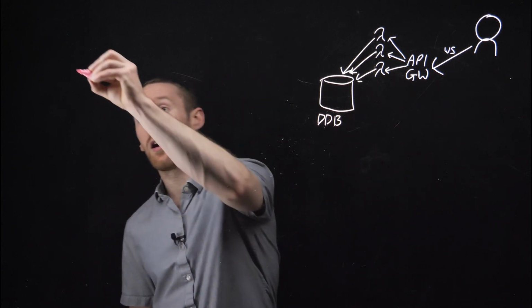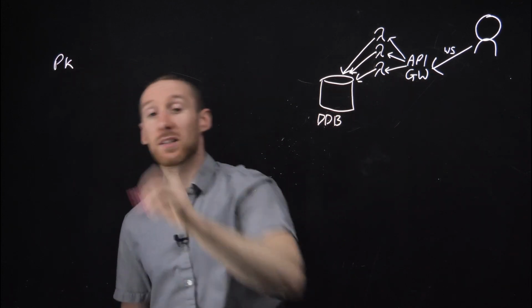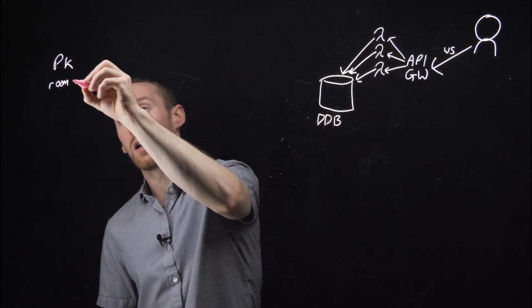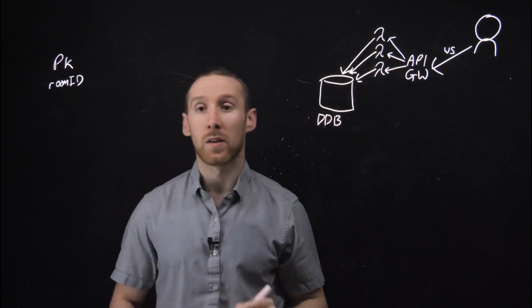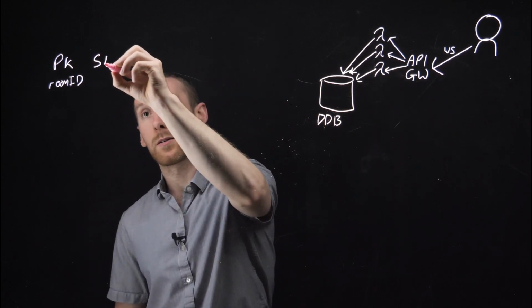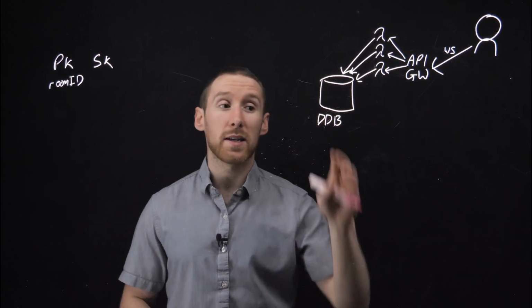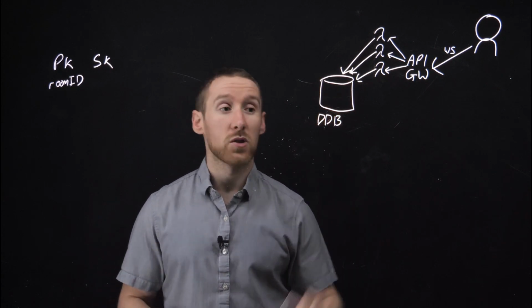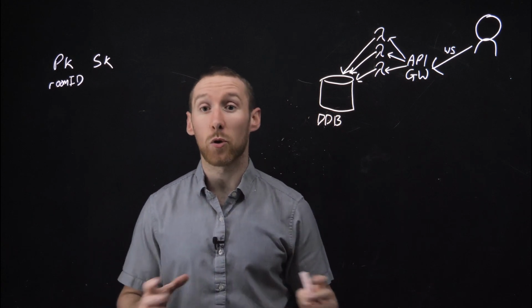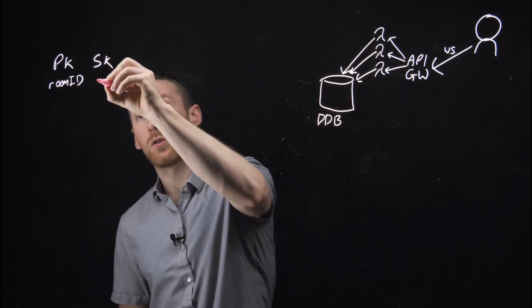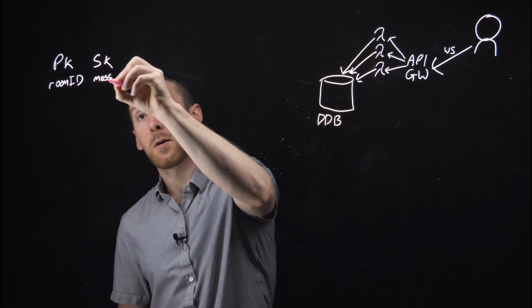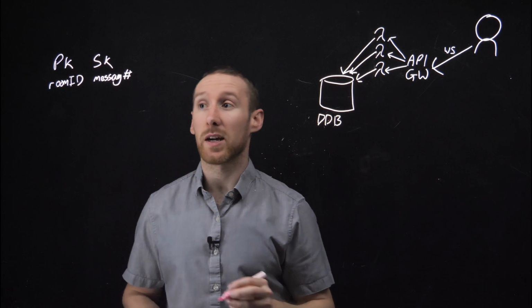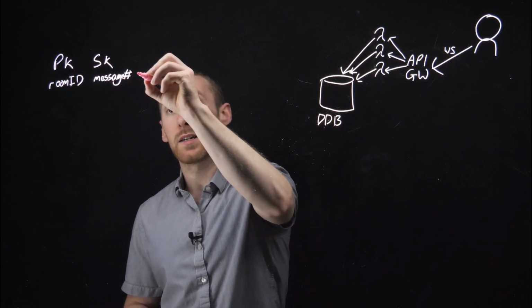So in our case, our partition key is still going to be room ID, but our sort key is going to change depending on what kind of data we're using. In this case, we're going to be storing a message. So we want to call it message, then a divider, something like a hashtag, and then message ID.